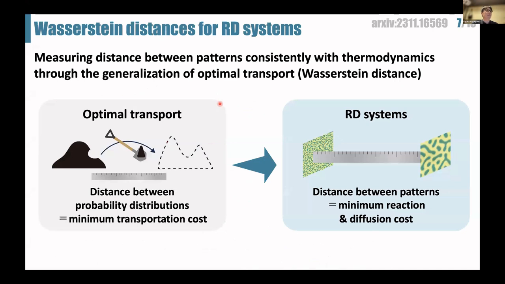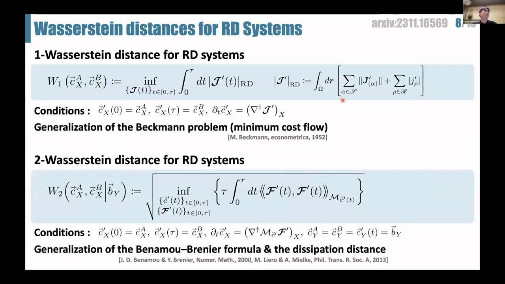We also generalize the Wasserstein distances to reaction diffusion systems to measure the distance between patterns consistently with thermodynamics. In original optimal transport theory, we obtain the distances between probability distributions by calculating minimum transportation cost. Therefore, we can obtain some distances between patterns by considering minimum cost of reaction and diffusion. Specifically, we generalize the 1 and 2 Wasserstein distances which are used in stochastic thermodynamics.